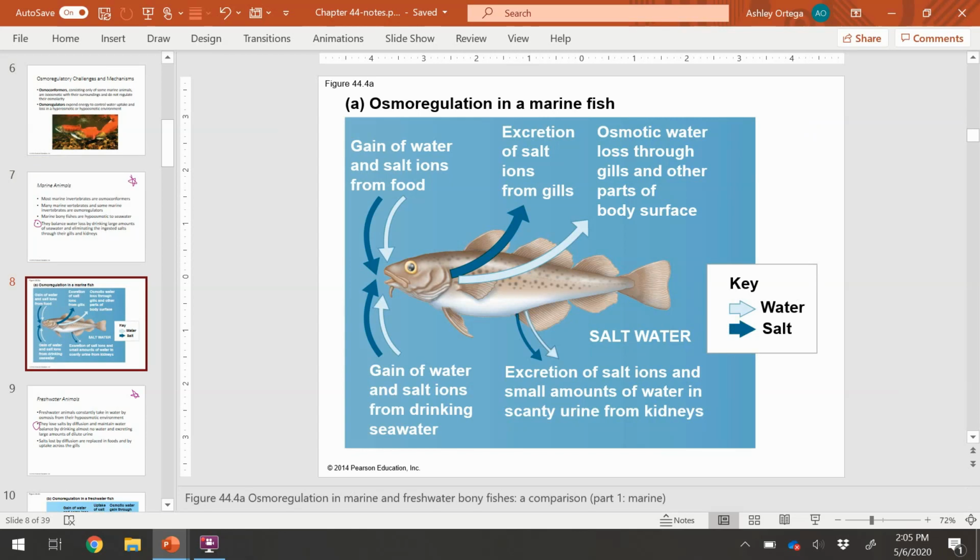Osmoregulation in the marine fish. They're going to gain water and salt from food, along with drinking water, their seawater here. And they're going to excrete some salts from their gills and some salt from their urine. But they're going to have less in terms of excretion. They're going to try to retain as much water as they can, along with that salt, to prevent too much water from leaving, as that osmotic water is going to be lost through gills and other parts of the body surface due to osmosis, because that water is wanting to move from where there's more water in the fish to where there's less water in the environment.